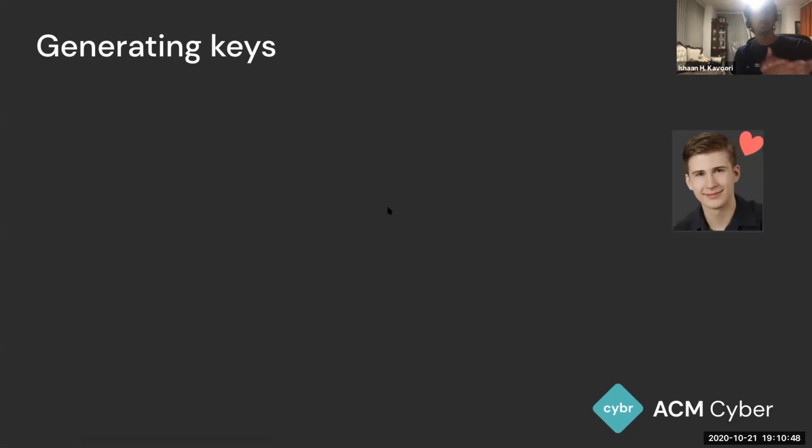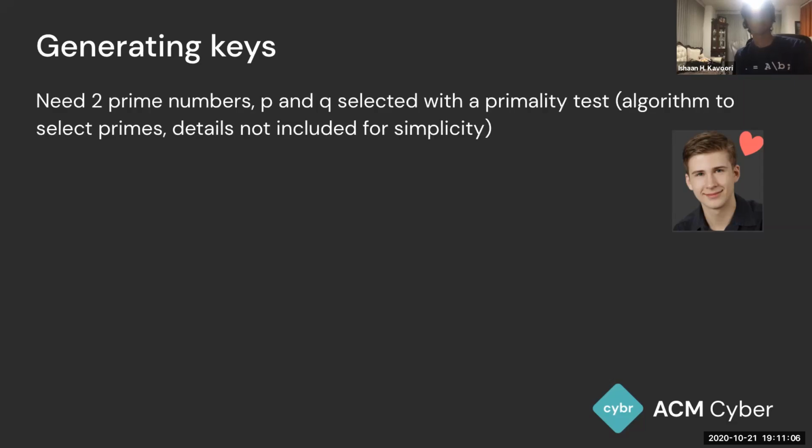Okay, so let's get to the key generation. Sharon wants to send a message to Aaron. So Aaron is going to need to generate some keys, one public key for Sharon to encrypt her message with, and one private key for him to decrypt it himself.